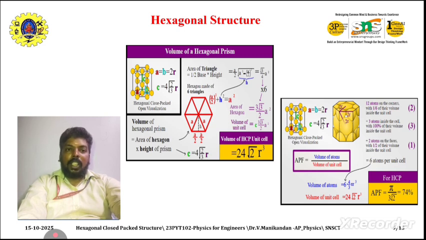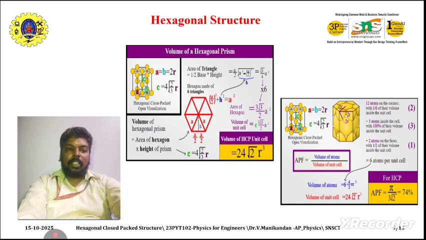This is our derivation. First, you calculate the area of the triangle. When we take the base, it is divided into 6 triangles. We calculate the base and height of the triangle, find the area of the base, and multiply by the height h to calculate the volume. So the total volume of the HCP cell will be 24 root 2 r cubed.